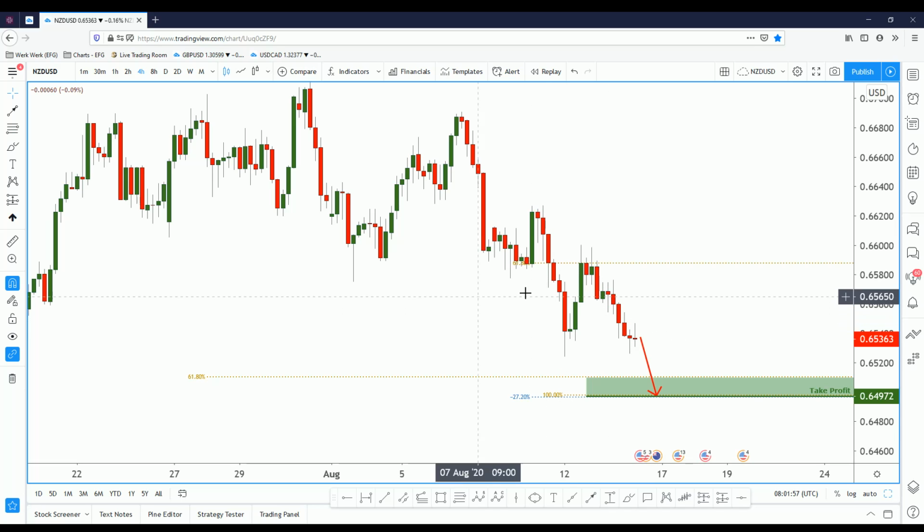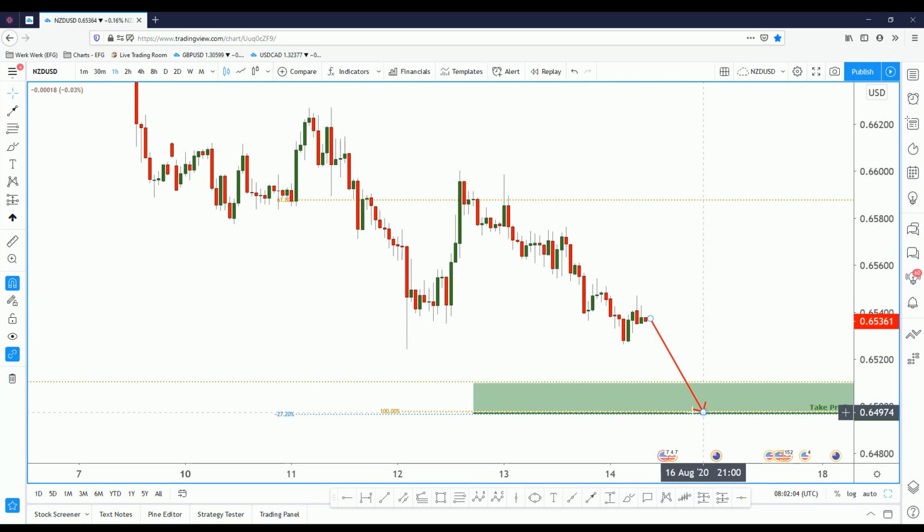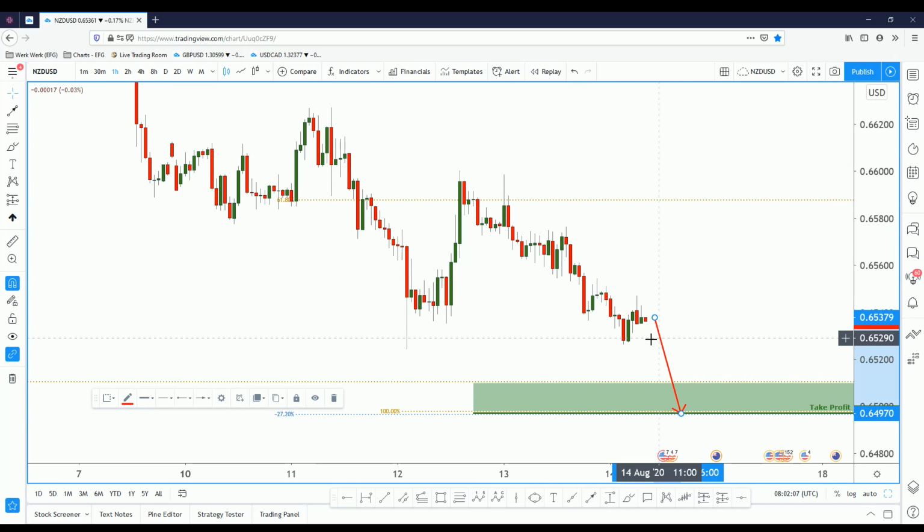So where do we enter? Let's go down to the 1 hour chart. On the 1 hour, this is what we have. Seems like a sizable take profit.